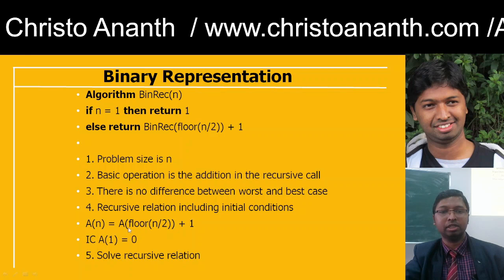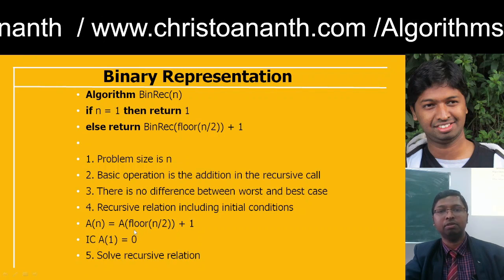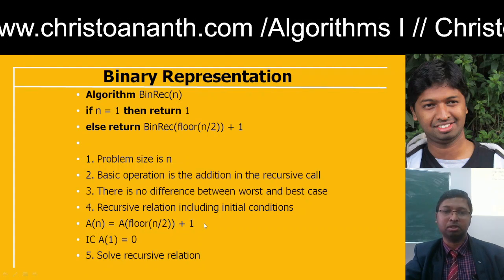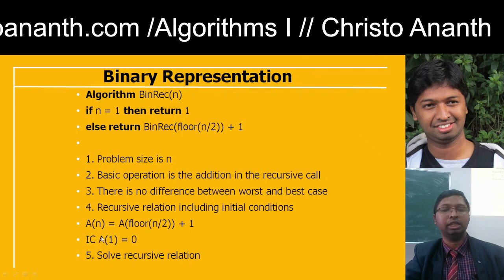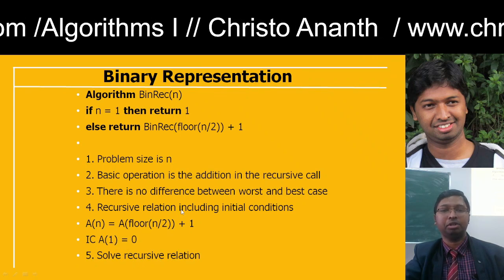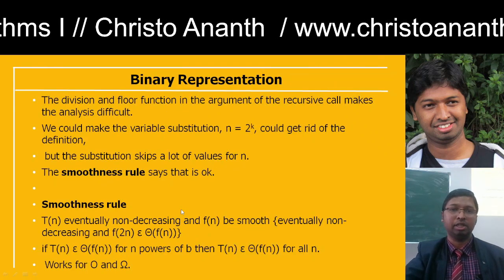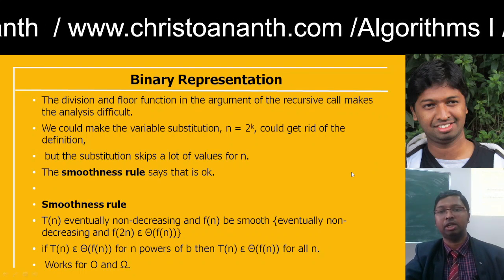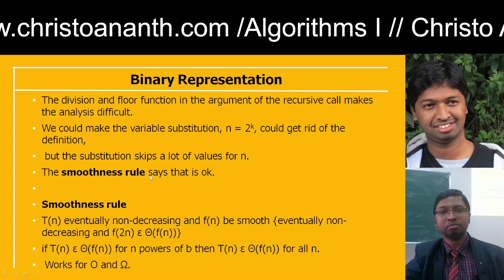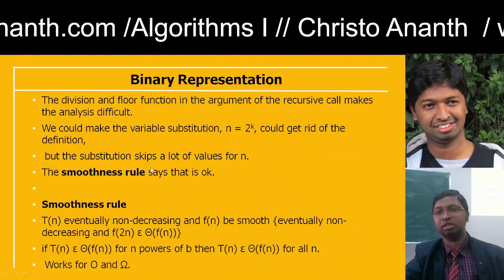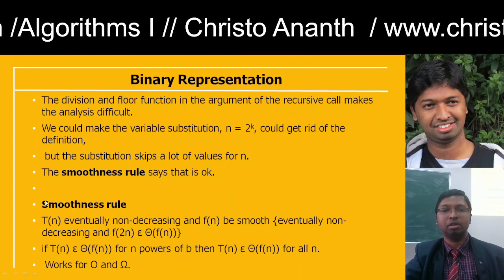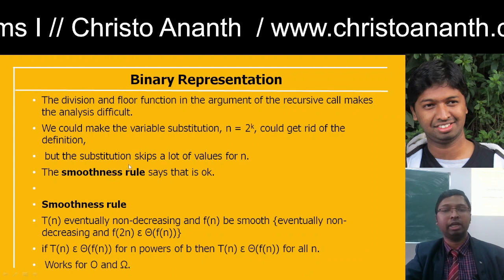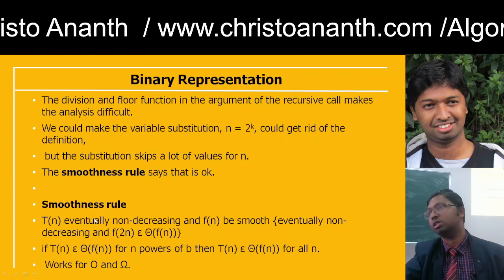And you have the recursive relation a of n equal to a of floor of n by 2 plus 1. Here the initial condition is a of 1 equal to 0, and you try to solve this recursive relation. So maybe we can have a variable substitution also, n equal to 2 power k. So accordingly this is correct. So in order to still get the exact result, you can go for the smoothness rule.